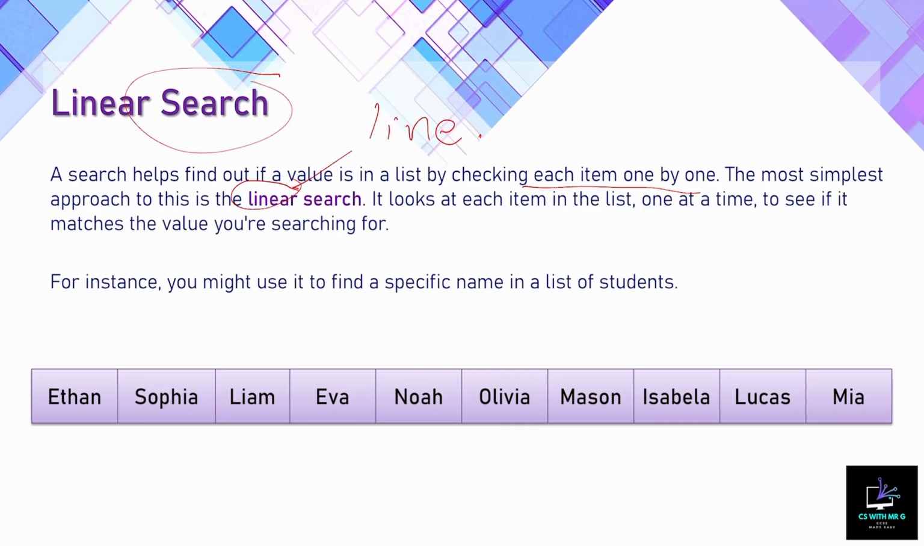It looks at each item in the list one at a time and checks if it matches the value that you're looking for. So remember, it's a searching algorithm, which means that we're going to be searching for a specific item. So in our example, we might be looking for a specific name in a list of students. As you can see here, we've got an array, a list of students containing 10 different names of students that might be in a class.